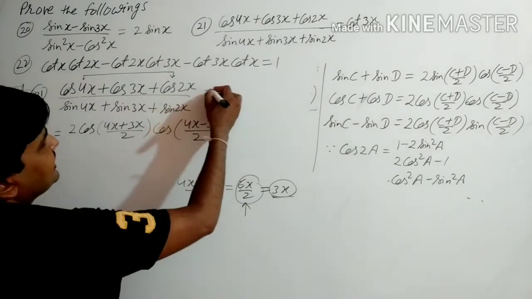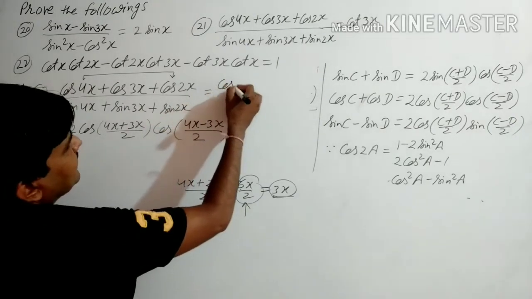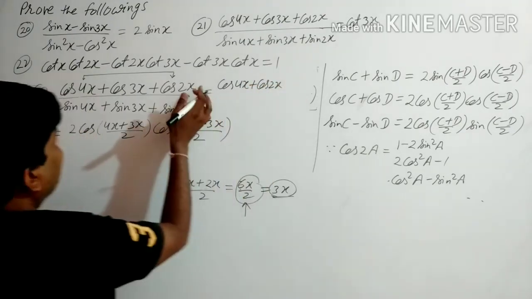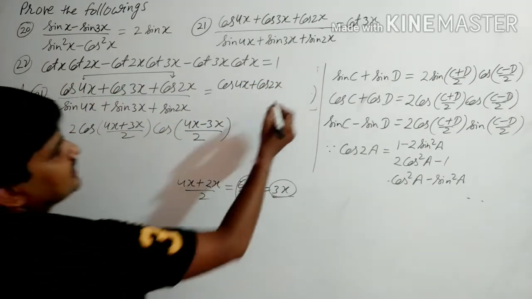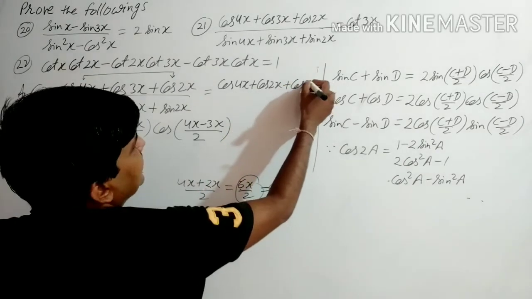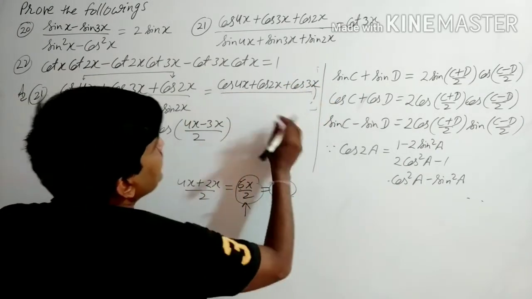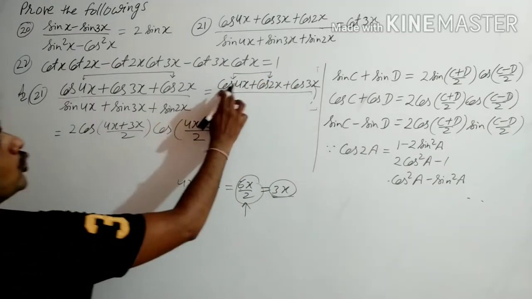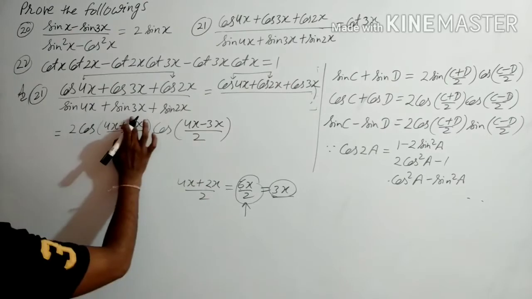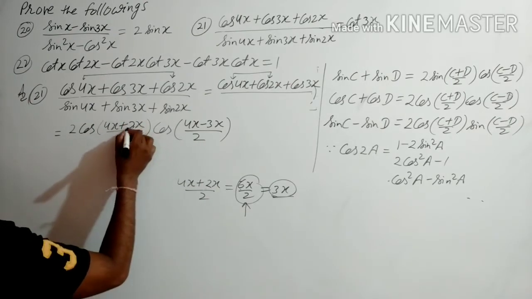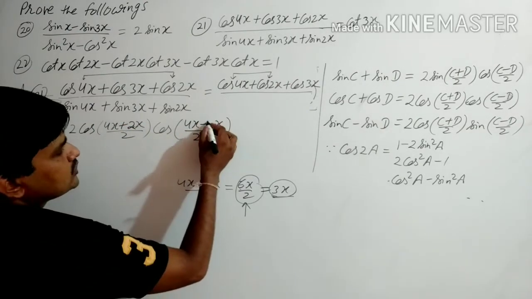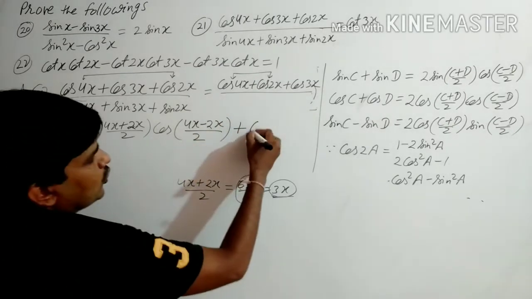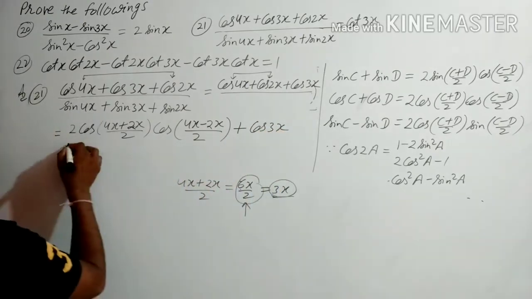So what we will do here is write this term like this: cos 4x plus cos 2x, in which we have to apply the identity, and I have written cos 3x here. Now we apply the identity in these two terms. So cos c plus cos d becomes 2 cos (c plus d) by 2 and cos (c minus d) by 2, plus that cos 3x. This is the value of the numerator.